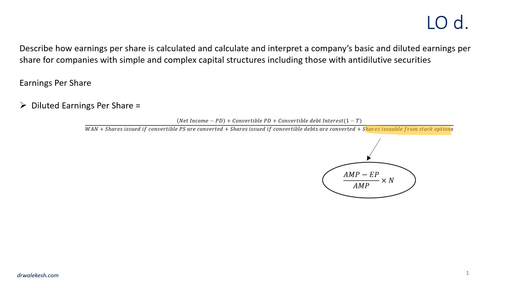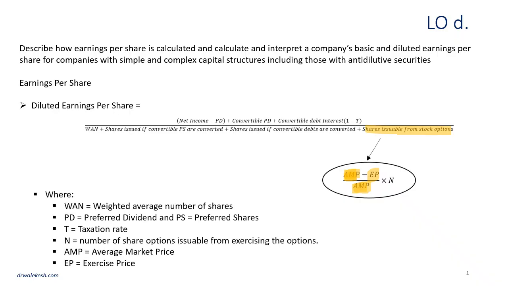So the formula for this is AMP, that's average market price minus exercise price all over average market price times N. N is the number of shares issuable from exercising the options. We will discuss the logic behind this in subsequent slides. But before we move on, it is worth noting that it is not enough for you to commit this to memory. You need to be able to use the formula. We will discuss how to use the formula on the next slide.